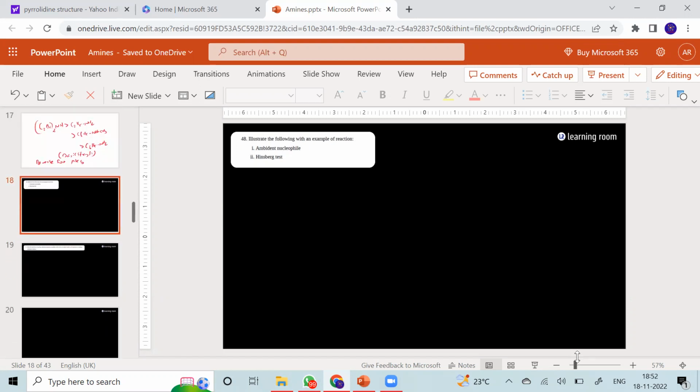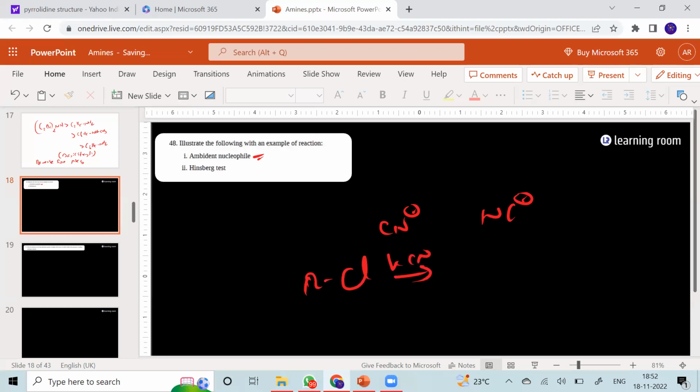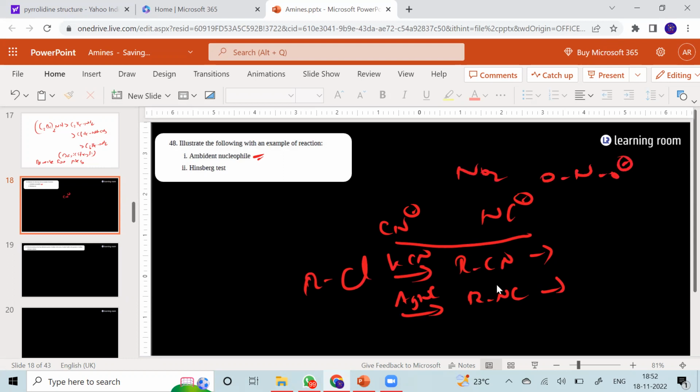So you have to give an example for an ambident nucleophile. An ambident nucleophile means it will be able to attack through two different atoms. I think I wrote this in your alkyl halide chapter. Say, for example, if I have CN minus and NC minus, now if I go for RCl with KCN, you remember that I'm going to get RCN, but if I go for AgCN, I'm going to get RNC. This is your cyanide, this is your isocyanide. These kinds of things are what are called ambident nucleophiles. Or you can even have NO2 minus and ONO minus. That is also okay.